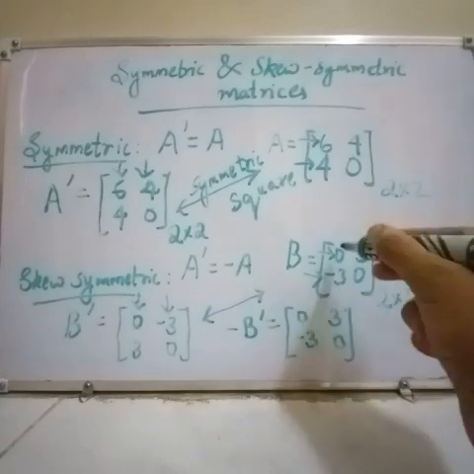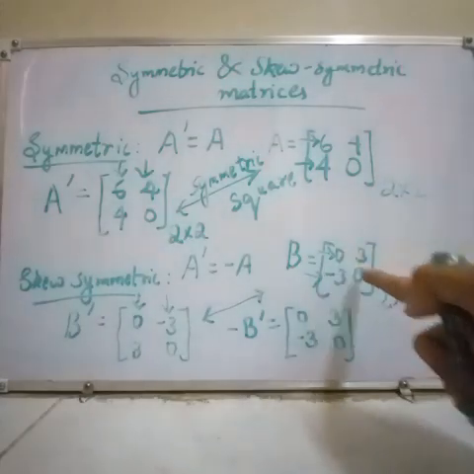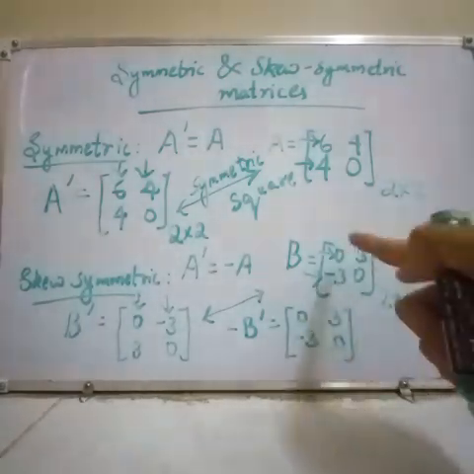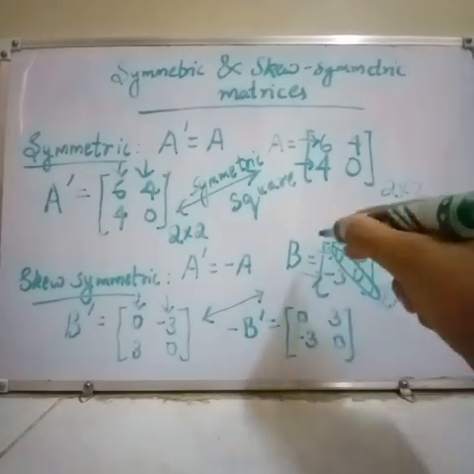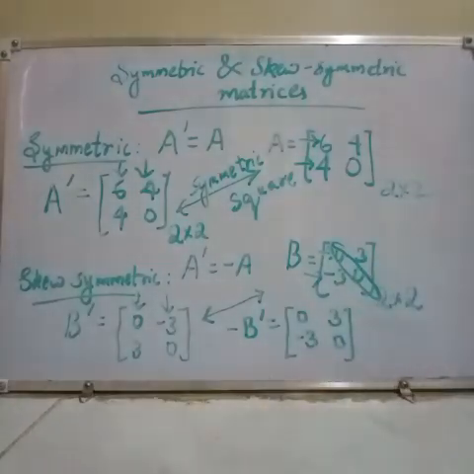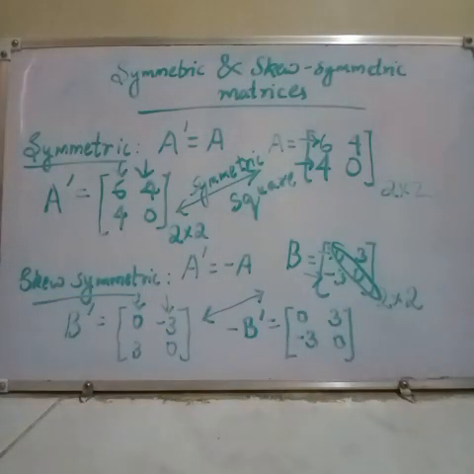One more condition for a skew symmetric matrix is that all the elements of the diagonal have to be 0. The diagonal elements have to be 0, then only it will be a skew symmetric matrix. And also A complement should be equal to minus A. Both these conditions should be satisfied, then only we can check if it is skew symmetric or not.